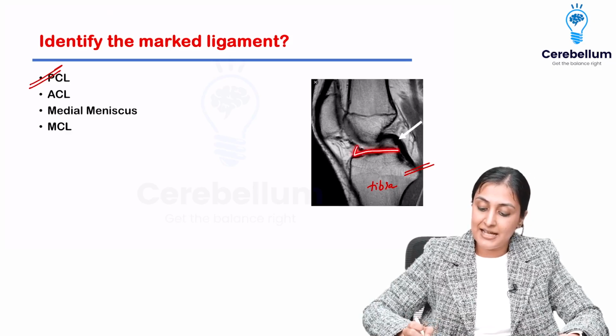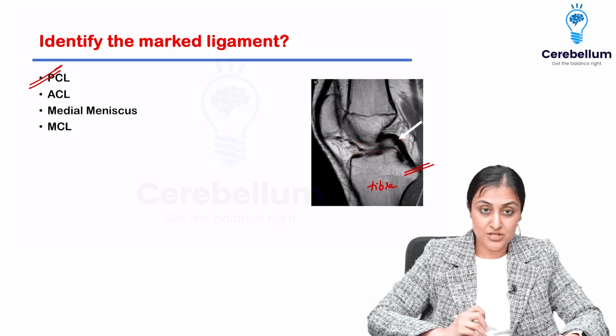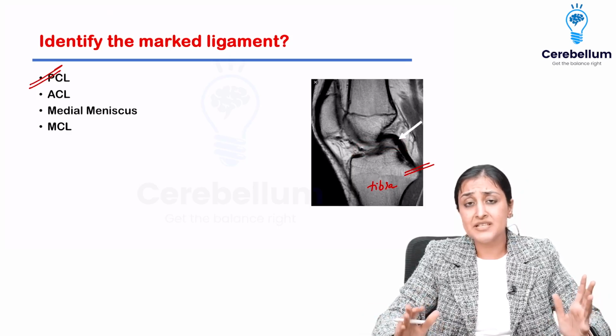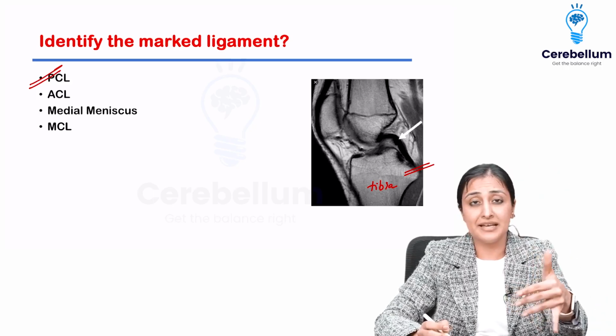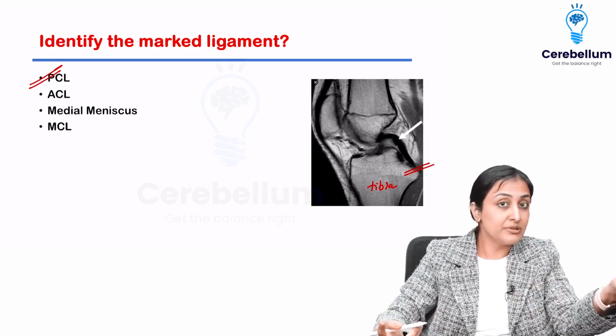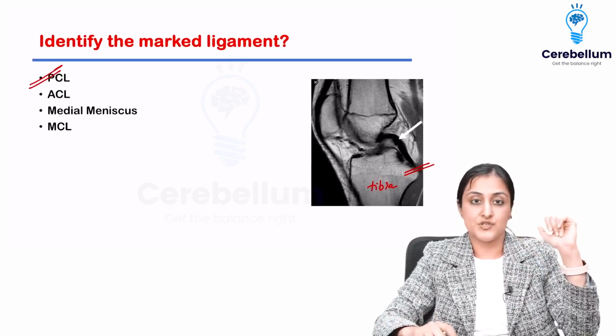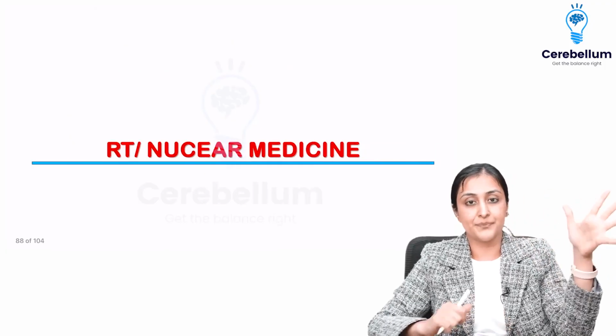The menisci are going to be in between. They don't cross. And collateral, they will never ask you. They're very thin ligaments, and it's seen in a coronal plane. Even radiologists have trouble finding it, so they're not going to ask you. So either it's cruciate or it's menisci that you have to remember.